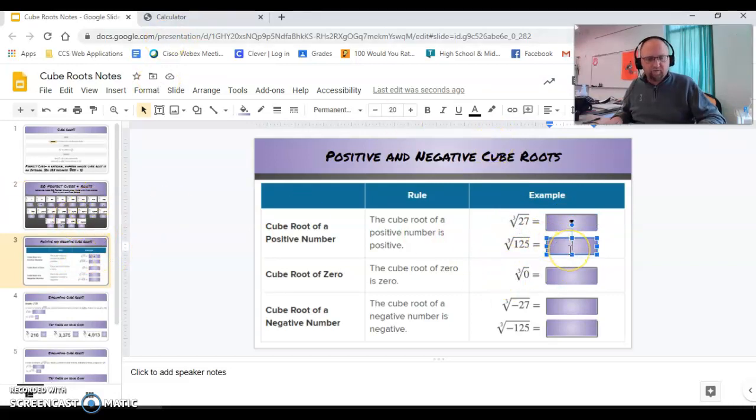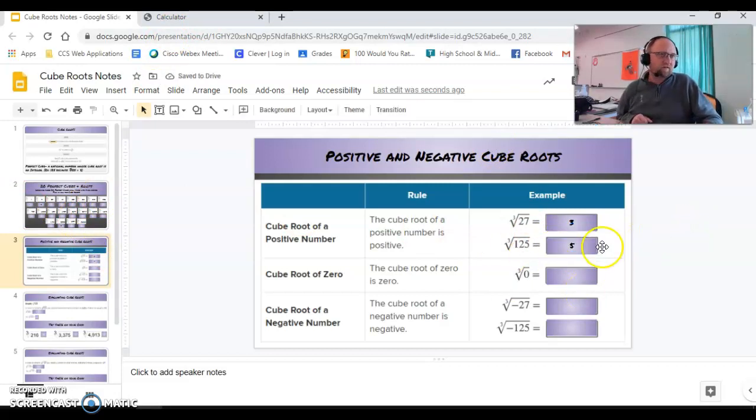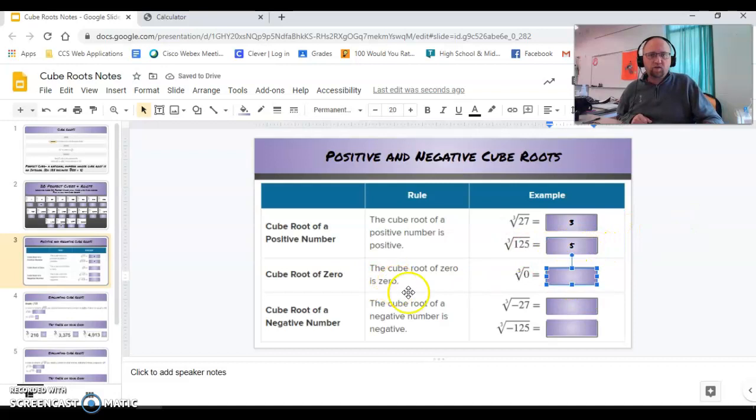On this one, I can go ahead and give it to you. The cube root of 125 is going to be 5. 5 times itself 3 times is 125. The cube root of 0 is always 0. And then this is the big one here.